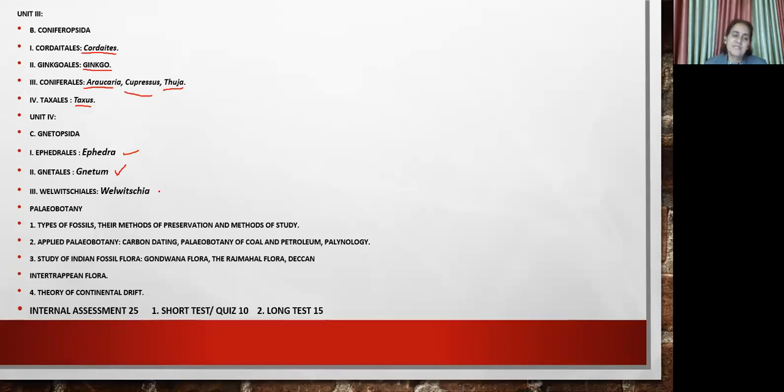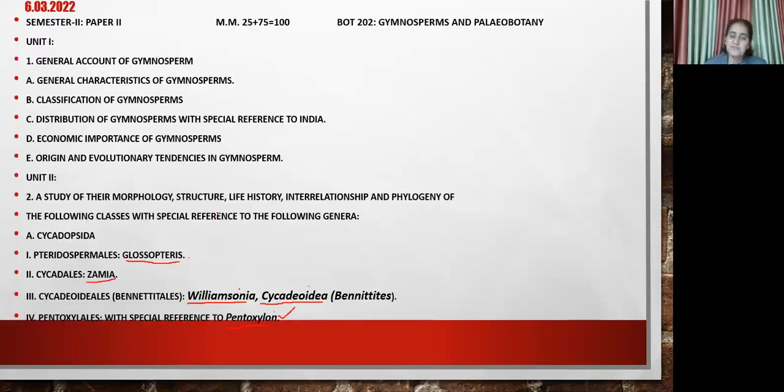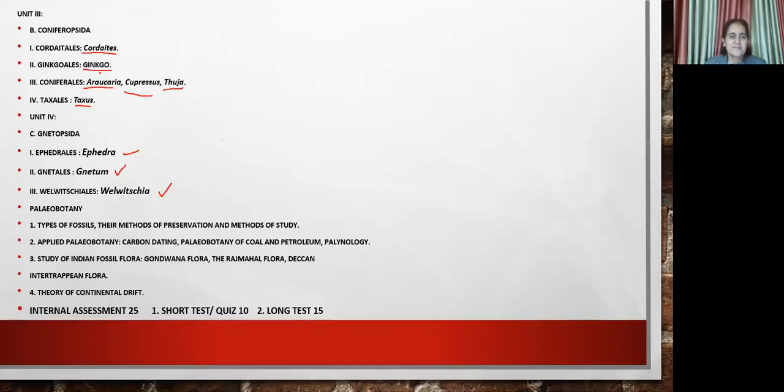And the most highly evolved genus out of the Gymnosperm is Welwitschia. So 3 genus, this is under order Welwitschia, you have to study. So in all, how many genus you have to study? Count them: 1, 2, 3, 4, 5, 6, 7, 8, 9, 10, 11, 12, 13, 14.